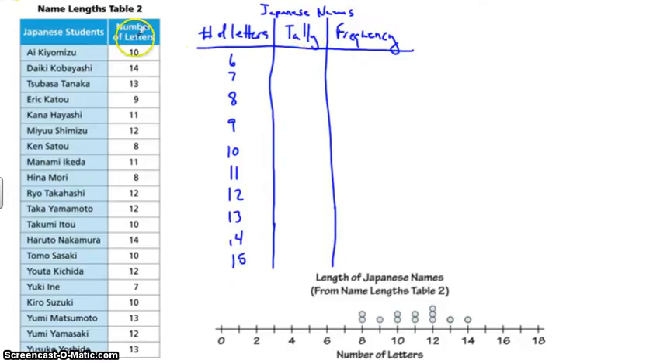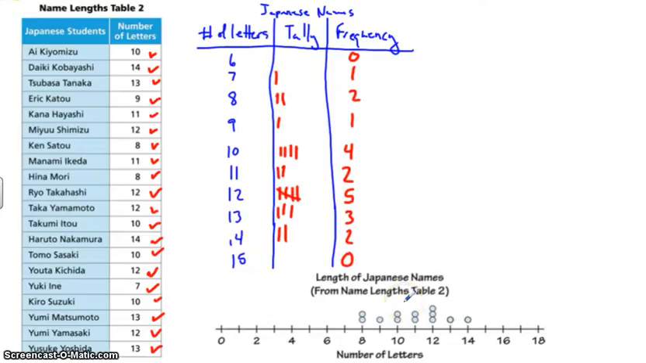And now we're going to start adding in our tallies. So we've got 10, 14. Okay, and go ahead and finish the frequency table. Go ahead and pause the video and finish the frequency table for the Japanese. Okay, so now we have the frequency table all filled out.